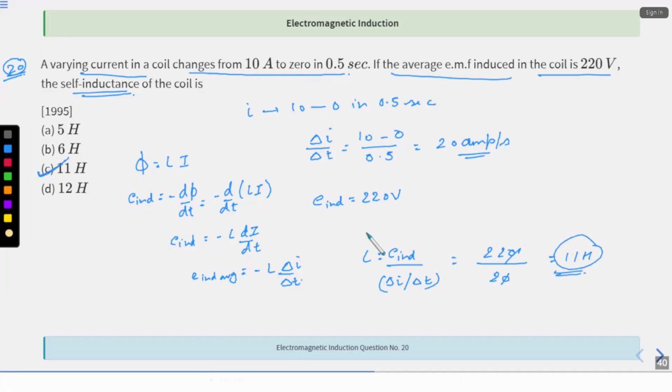So just use this formula: EMF induced equals minus L di by dt. Di by dt is given to us in average form, so EMF induced is also average. We use both of these values and we get our final answer, the value for inductance is 11 henries. So again a simple one. Moving on to the next one.